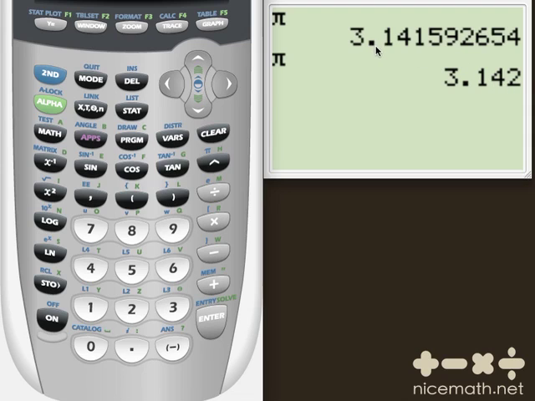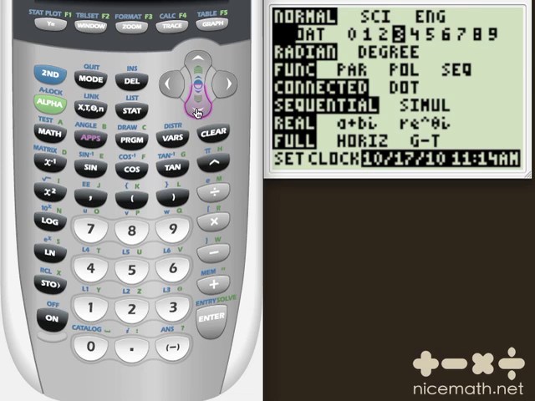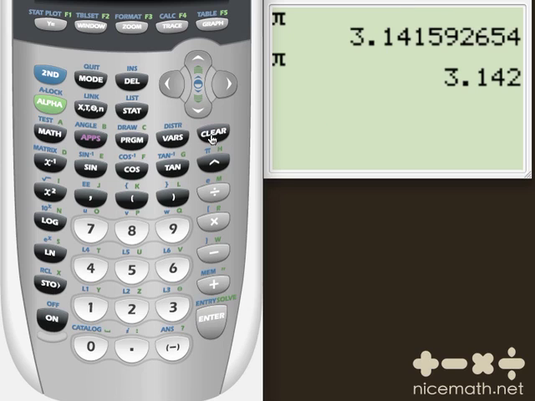So it used to be 3.1415, but since that 5 there makes this 1 round up, now it's 3.142. Okay, let me put this back before I forget. Get that down there. And okay, so that's float.